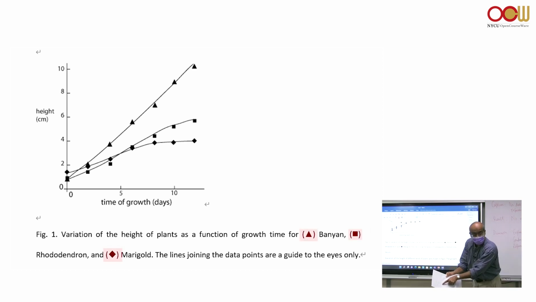Draw out the symbols, that triangle, that square, and that diamond. This is required. Otherwise, I don't know which one is for which one, because there was no ABC. So you need to do that. If you haven't done that, put that. How to do that? Like this: a bracket like this, and you put the symbol. That's for this one. So I know that the triangle is for banyan, and the square is for rhododendron, and the diamond is for marigold. I know that. And then result.